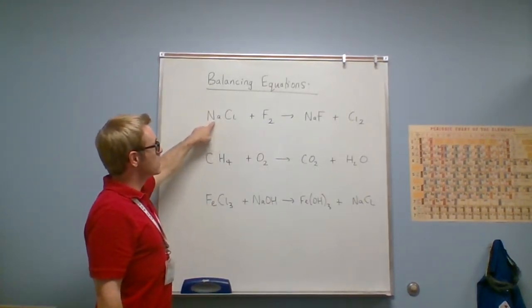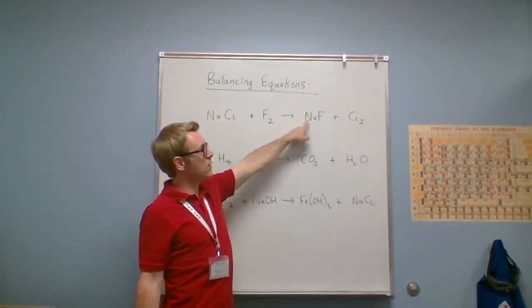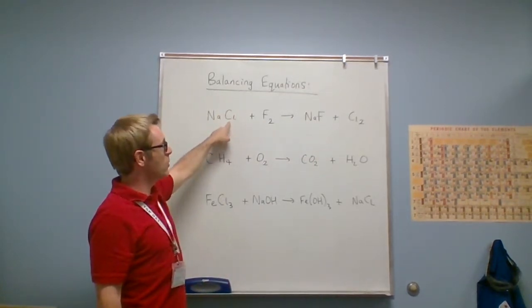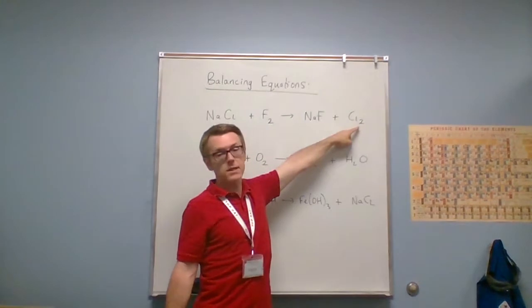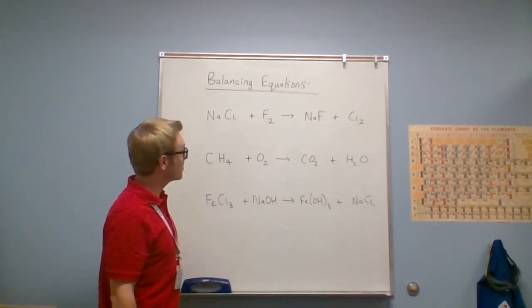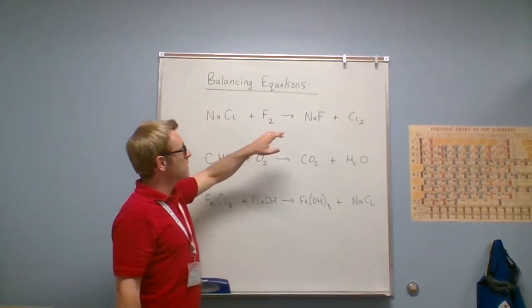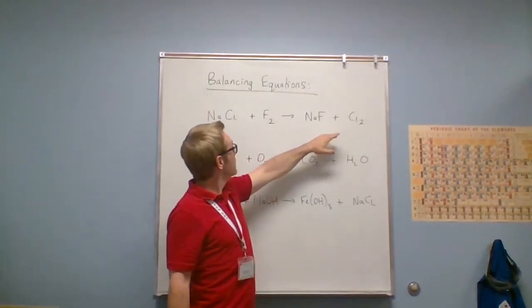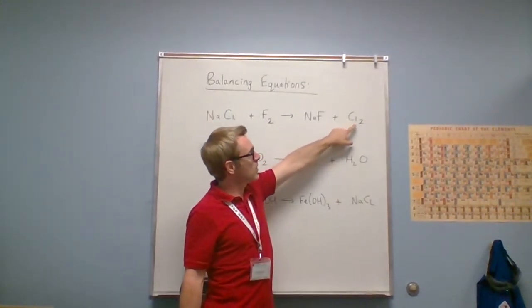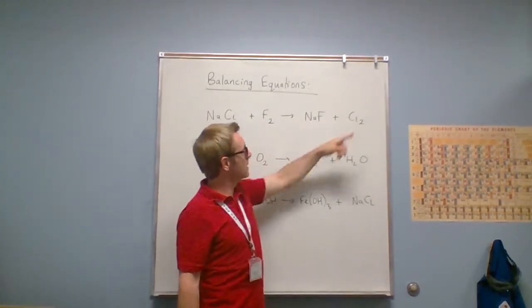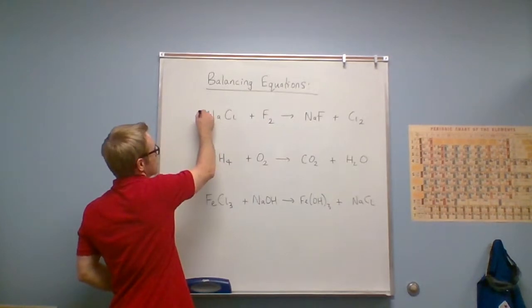Here we have a sodium on the left and the right of the arrow, so that's balanced, but we have only one Cl here and we have two Cl's over here. We also notice we have two F's over here. So to balance this Cl with that Cl, I could always add a coefficient 2 here.